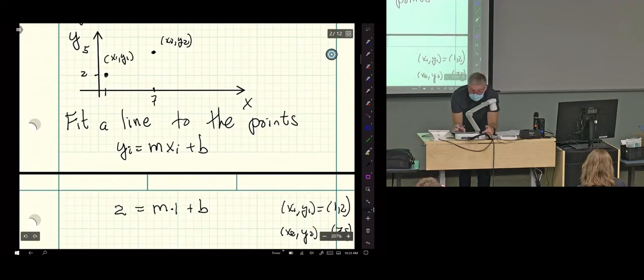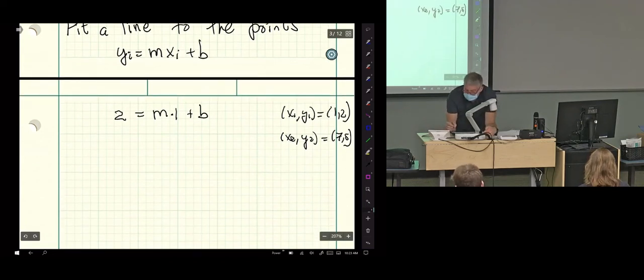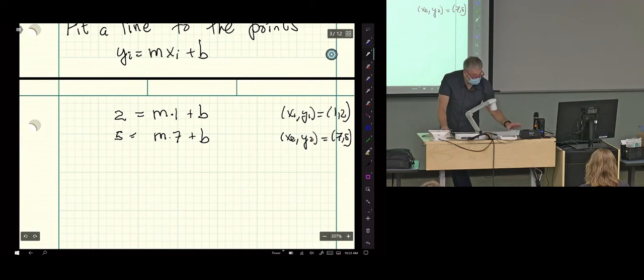Okay. It's all there. Fit a line to the points. And my model is that the ith y value is a slope times the ith x value plus an offset. And that offset is the y-intercept or something like that, okay? Well, we just fill in the equation. So yi is equal to 5, and that is equal to m times the x value, which is 7, plus b, which is the unknown.